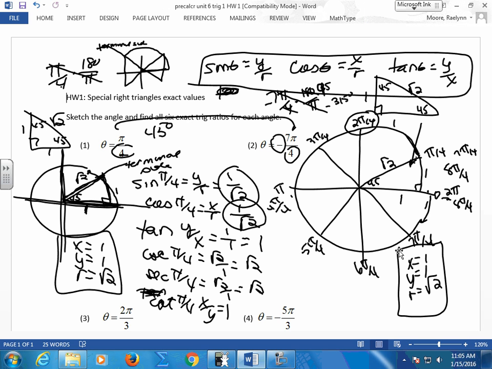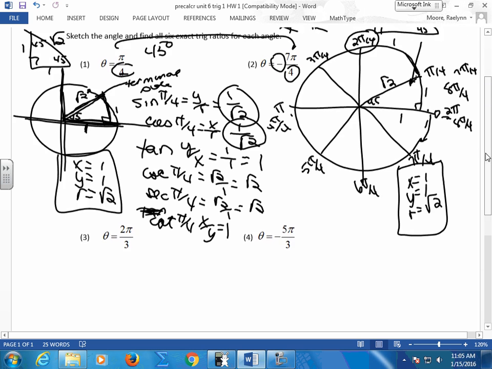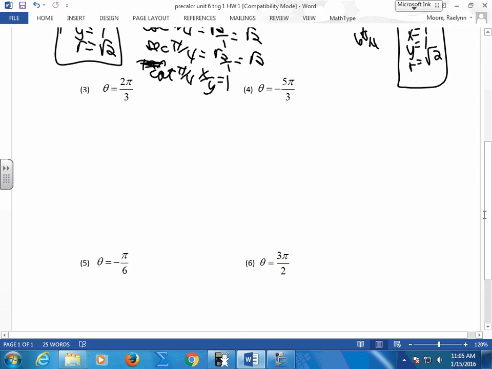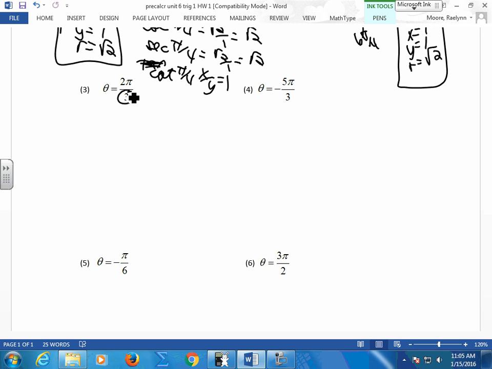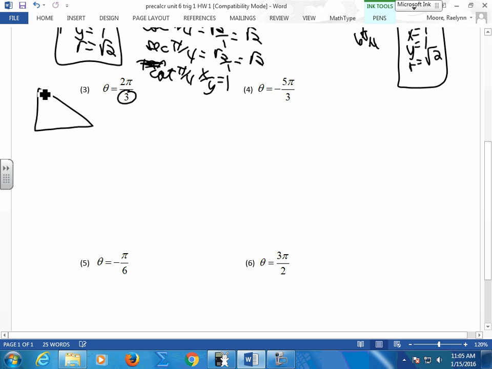All right, let's try another one. I think as you get a little bit more comfortable with trying these, they're going to be a little bit easier. Now, 3 goes into 180 how many times? 60. So, I've got an angle that says 60.